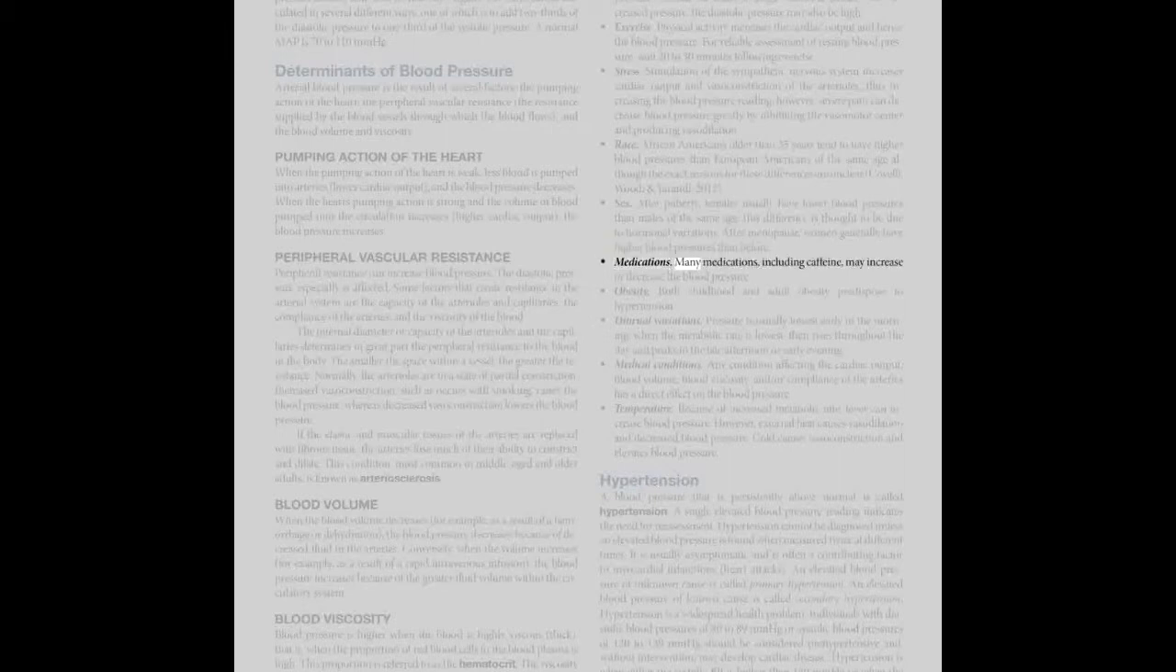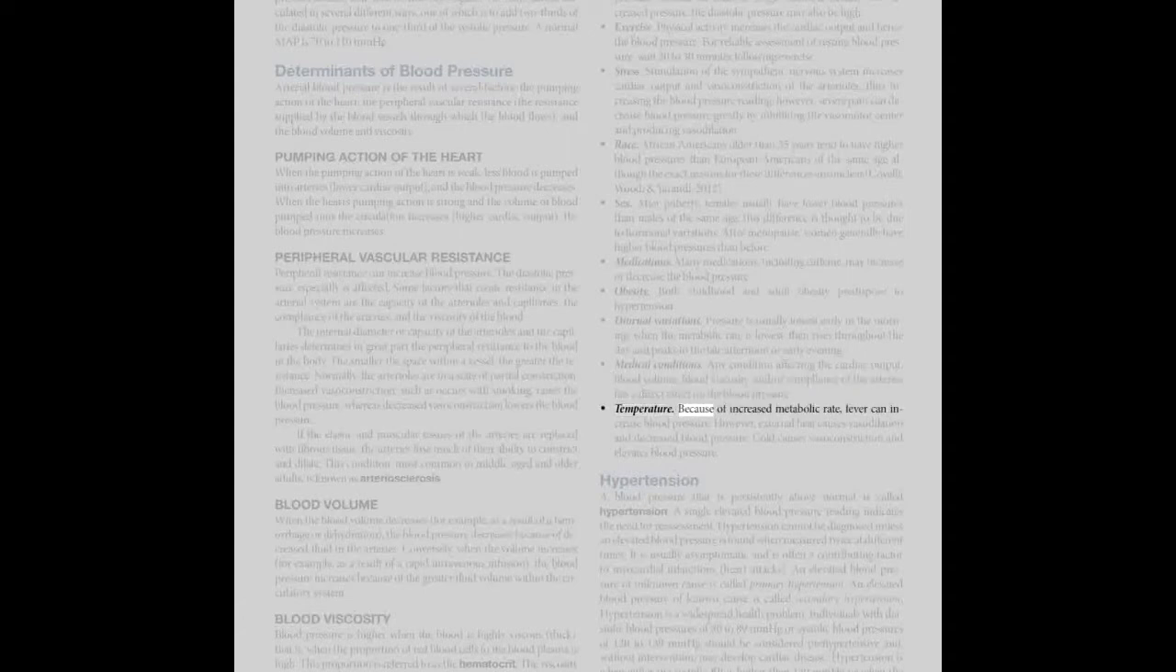Medications. Many medications, including caffeine, may increase or decrease the blood pressure. Obesity. Both childhood and adult obesity predispose to hypertension. Diurnal variations. Pressure is usually lowest early in the morning, when the metabolic rate is lowest, then rises throughout the day, and peaks in the late afternoon or early evening. Medical conditions. Any condition affecting the cardiac output, blood volume, blood viscosity, and/or compliance of the arteries has a direct effect on the blood pressure.